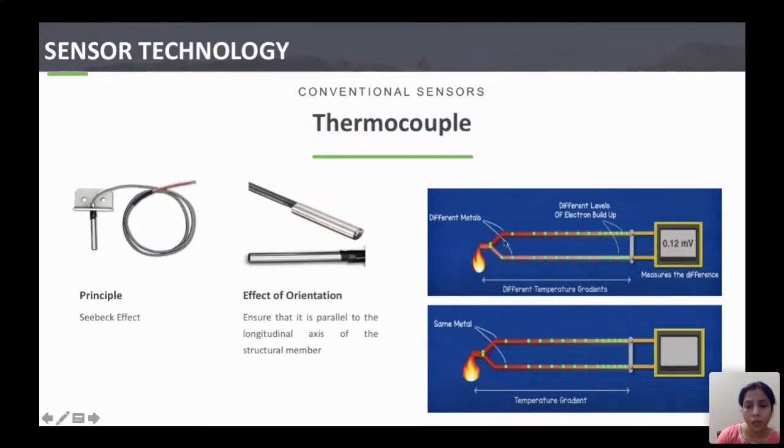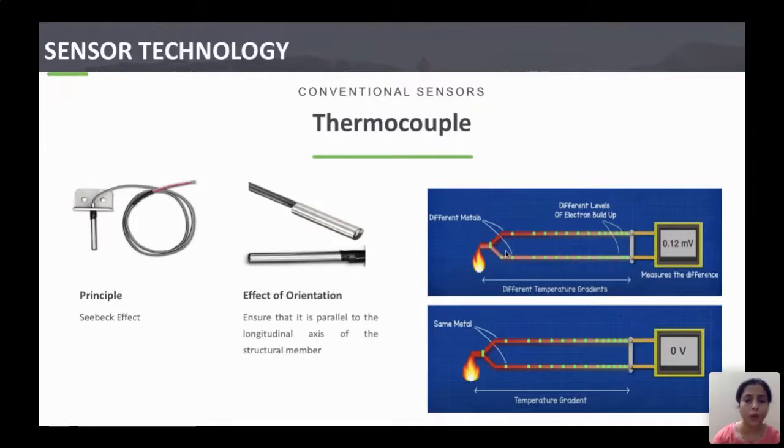Now, can you tell me, if these two metals are not different but the same, what will be the output here? Yes, you're right. It will be 0 volt because an equal number of electrons will be moving towards the colder end, and there will be no voltage difference across this end. So no voltage reading across this point, and so we have to use two different metals.